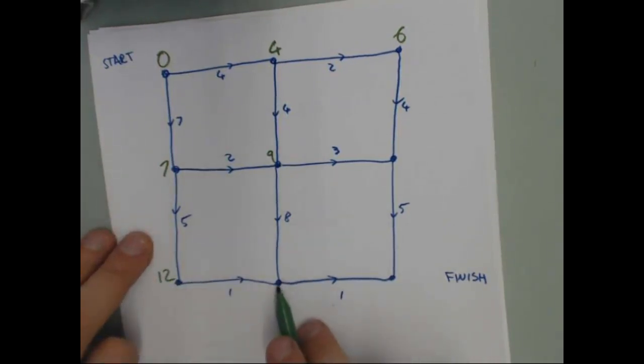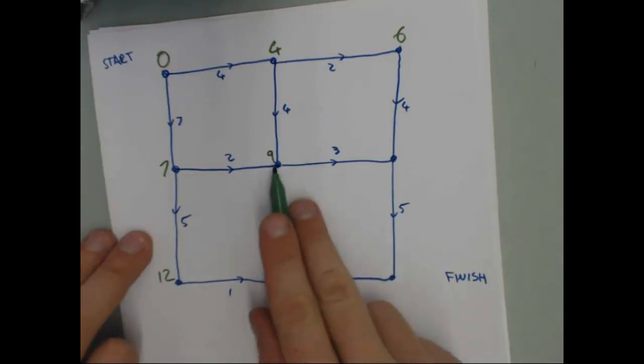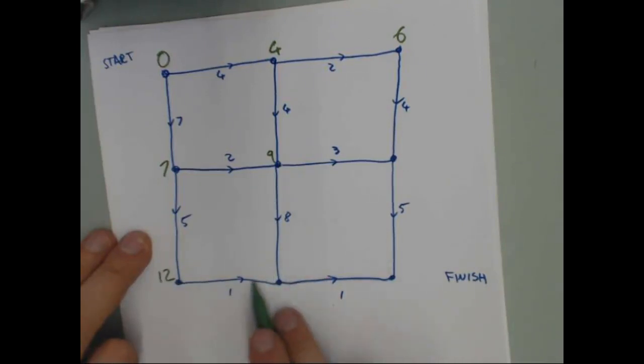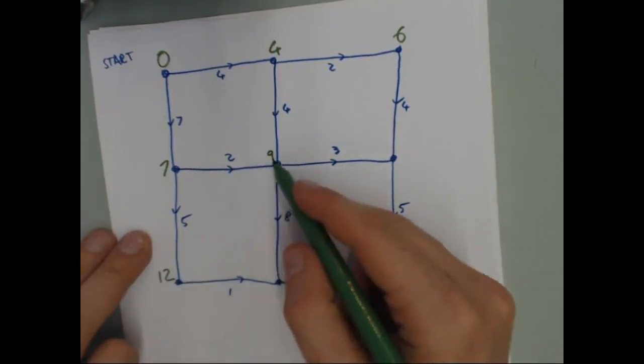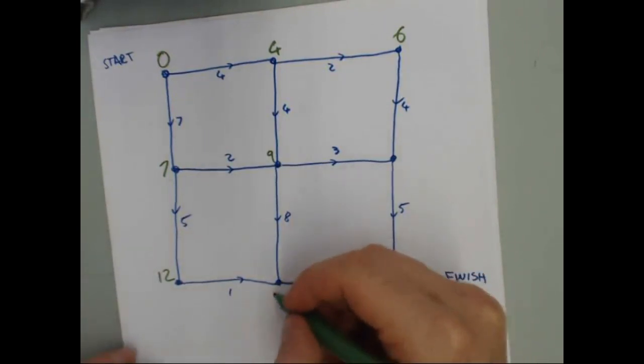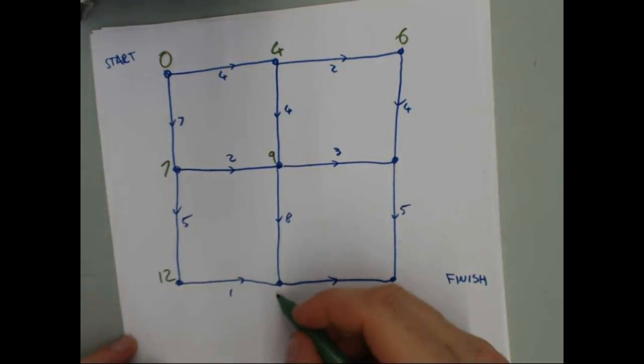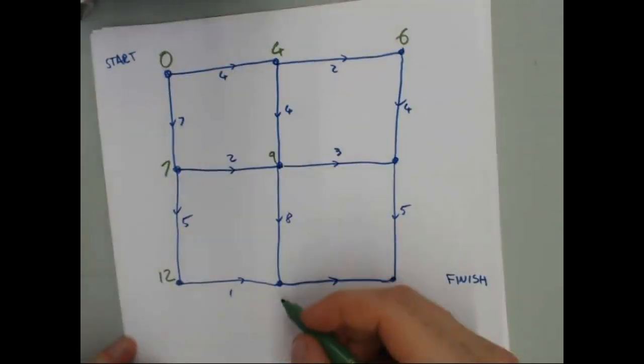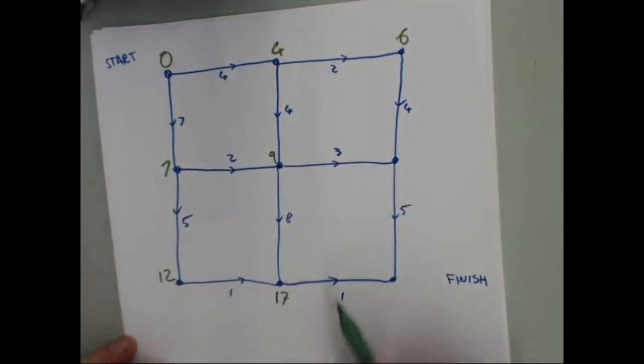This one here I can get to from here and from here. They're both labeled. This one's 9 plus 8, which is 17. This one's 12 plus 1, which is 13. 9 plus 8 is the biggest, 17.